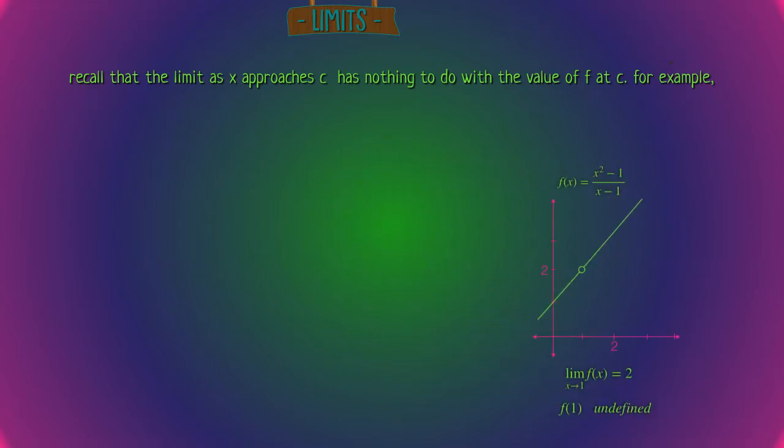So now for a similar function that is almost exactly the same, we're going to take that same line with the hole in it, but now we're going to put a value for x equals 1. So if x is equal to 1, then y is 3. And so in this case, the limit is still 2, but if we evaluate the function at 1, we end up with 3. So again, we can't just plug in 1.